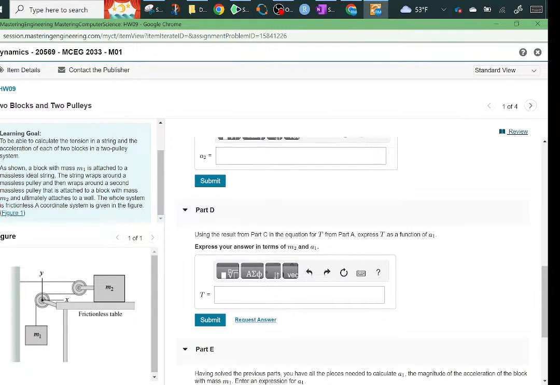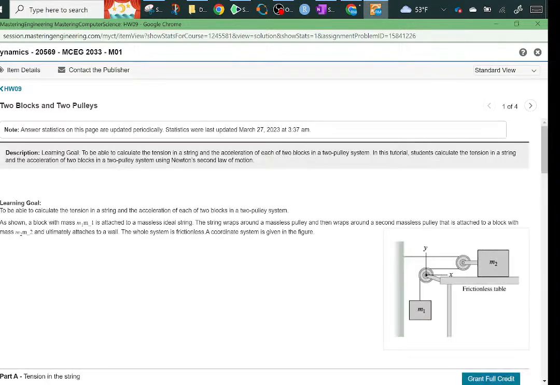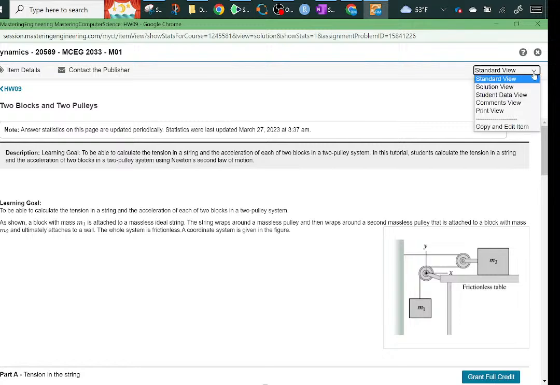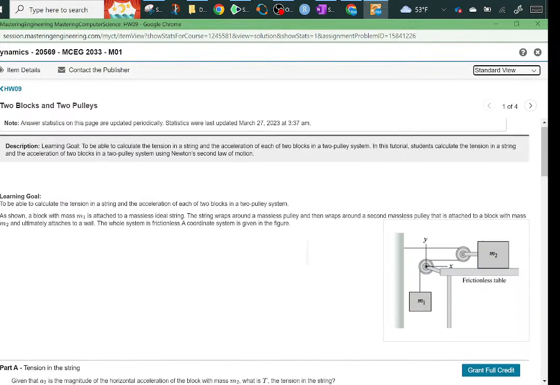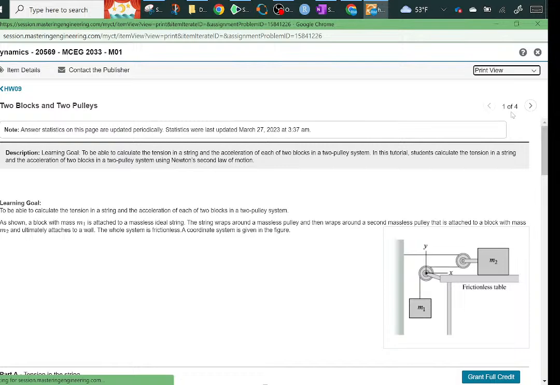Okay. Using the result from C in equation 4T. Okay. Now he's combining. So part D is combining. Uh-oh. What happened? Anyway, I don't know what happened there. What is going on here? Here. Print view. What does print view look like?